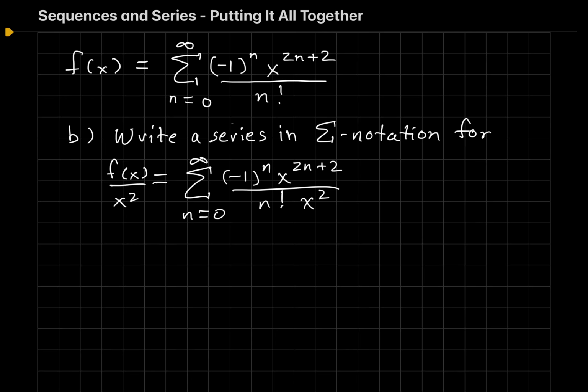Or you could write out every single term and see that every single power of x gets divided by x squared. But I'll do it in my general case to make it quicker. Which means we end up with negative 1 to the n times x to the 2n over n factorial.